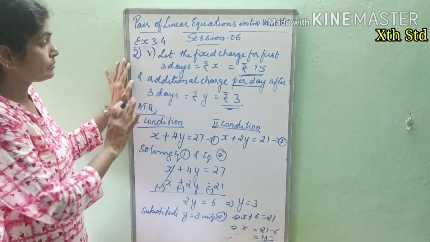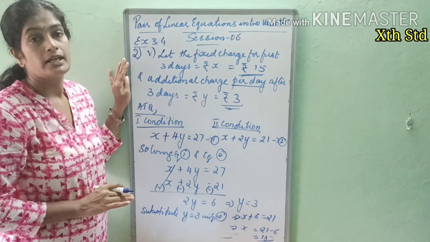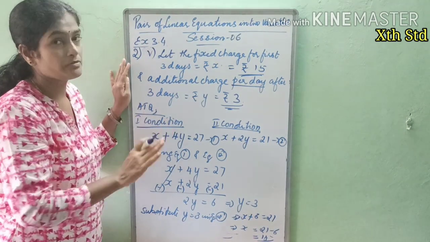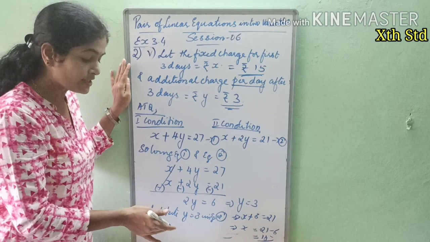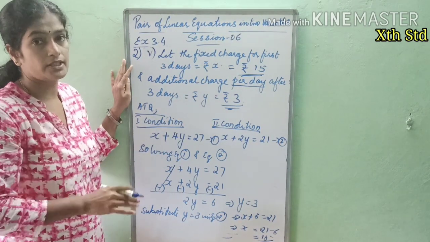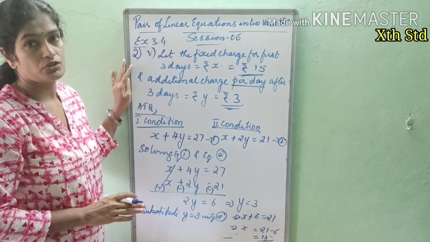Done? So by this we come to the end of exercise 3.4, where the elimination method is being discussed. They have asked you in the first main to solve it by substitution. Once you complete the elimination, solve the same questions in substitution method also.